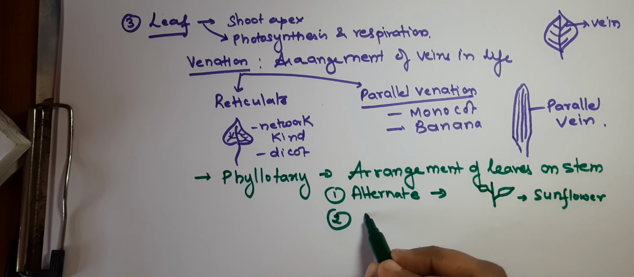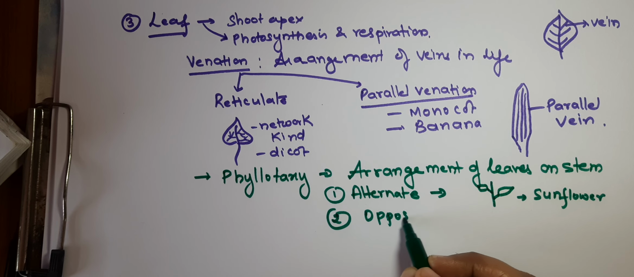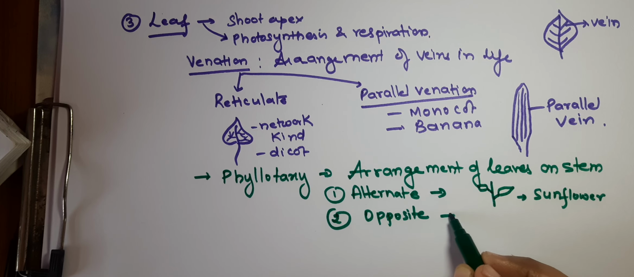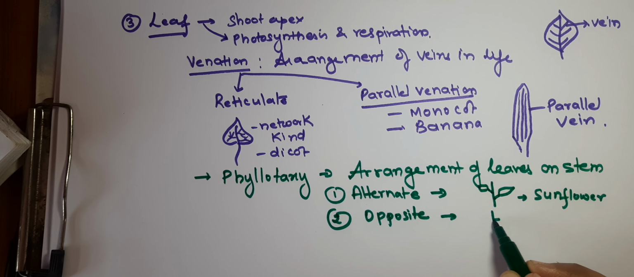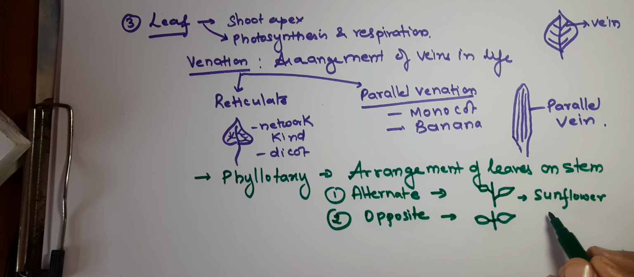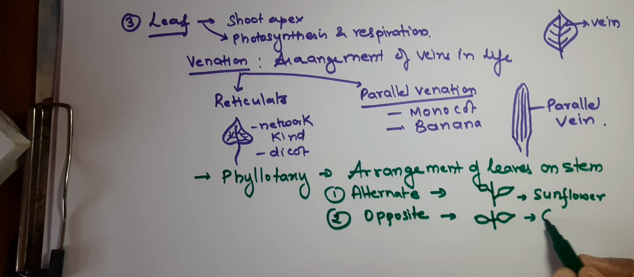The second type of leaf arrangement is the opposite one. In this, the leaves are arranged opposite to each other, and this kind is observed in guava.